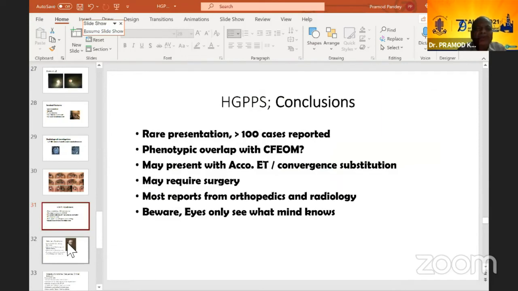Now, AGPPS is a rare presentation. About more than 100 cases approximately have been described. Phenotype overlap with CFEOM may be there, as we saw in this one. May present with accommodative esotropia or convergent substitution. May require surgery for these reasons.